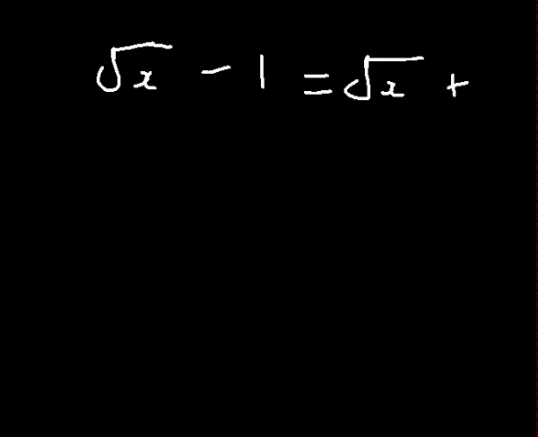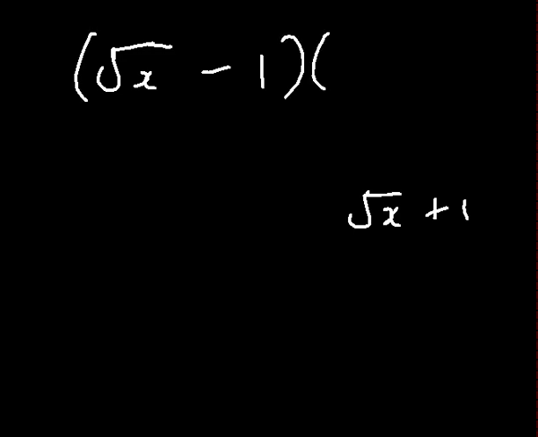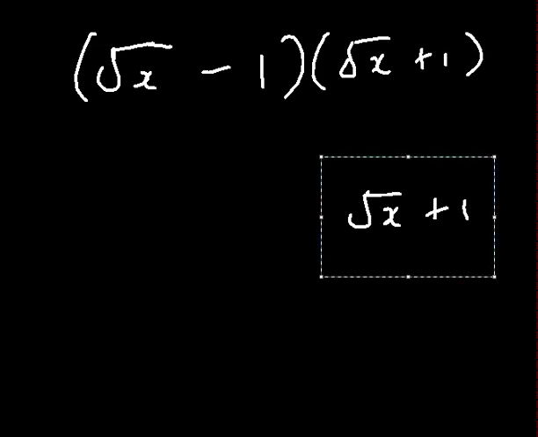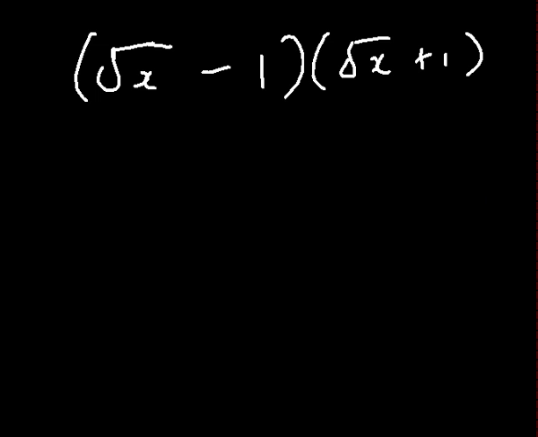So that is the conjugate. The conjugate of this expression is given as the square root of x plus 1. Let's think of multiplying the two. We'll have the square root of x plus 1. So we just have to change the sign. If it is positive, we'll have a negative. If it is negative, it will be positive.